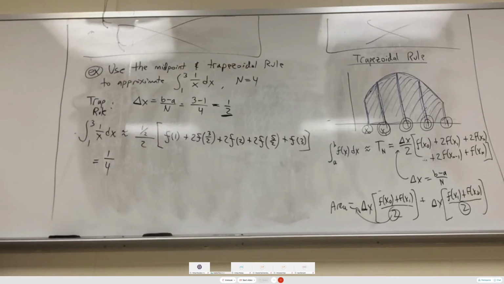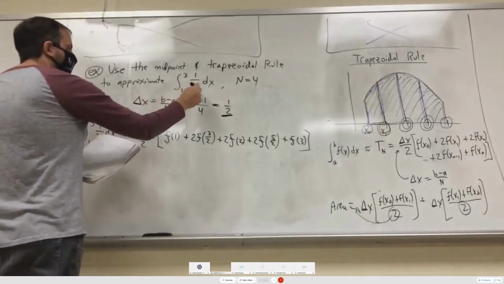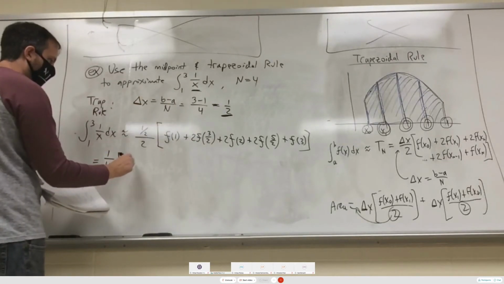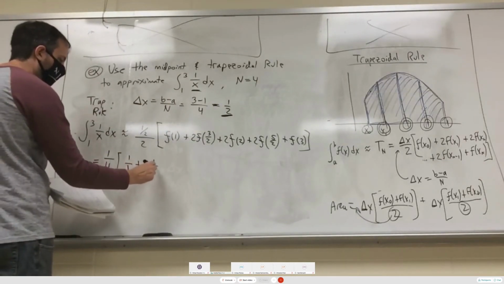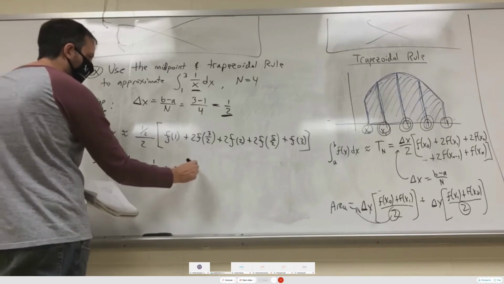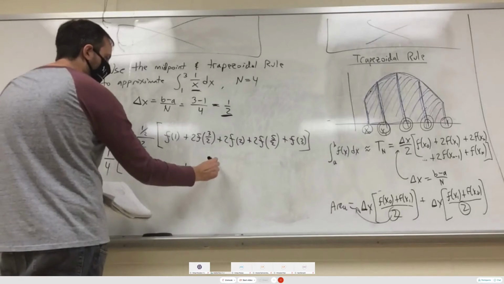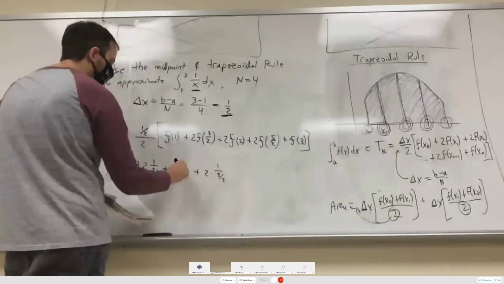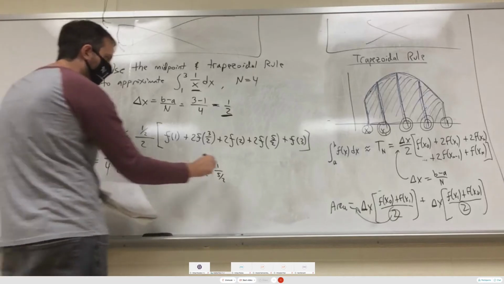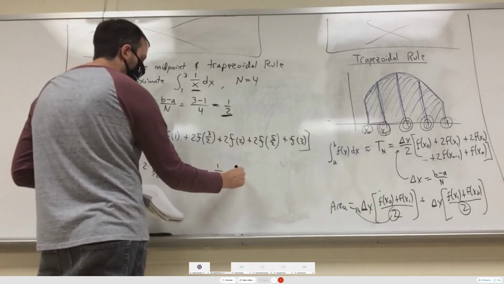And then it's just a lot of number crunching at this point, evaluating the function. Function f is 1 over x, so just plugging in: 1 over 1, plus 2 times 1 over 3 halves, plus 2 times 1 over 2, plus 2 times 1 over 5 halves, plus 1 times 1 over 3.